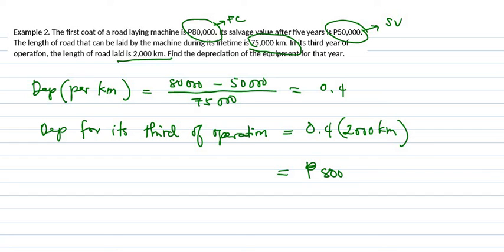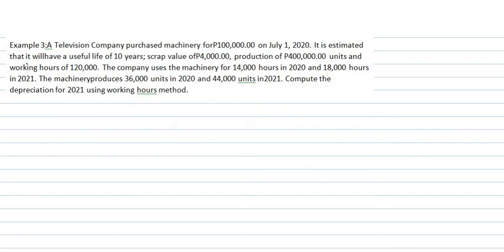Now we will proceed to another method of depreciation. We have here example 3. Another method of depreciation is what we call the working hours or machine hours.